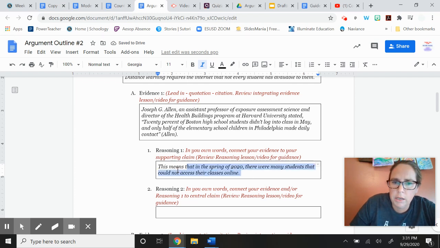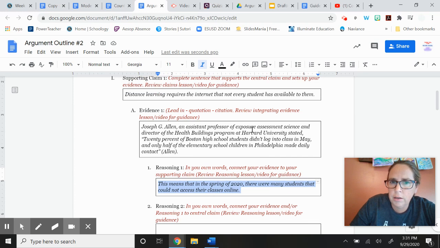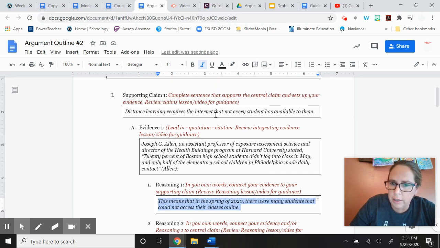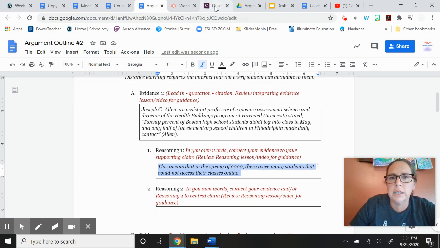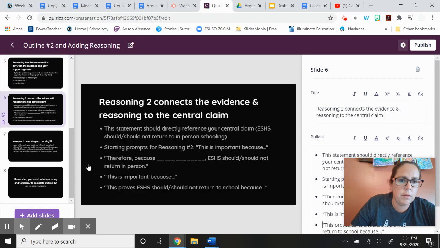Now, reasoning one is really just explaining what this quote means in regards to my supporting claim, because my supporting claim is about internet and access. So I pointed out that in the spring of 2020, there were many students that could not access their classes online. Now, reasoning two, as you see here, this is where we bring it back to El Segundo. What should El Segundo do? So therefore, we have: this is important because this proves we should or should not return to school.